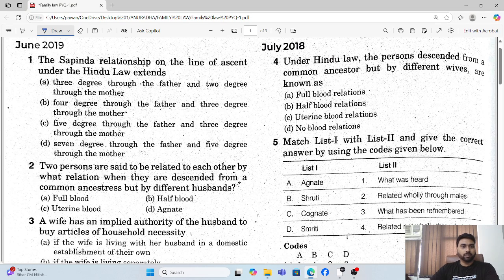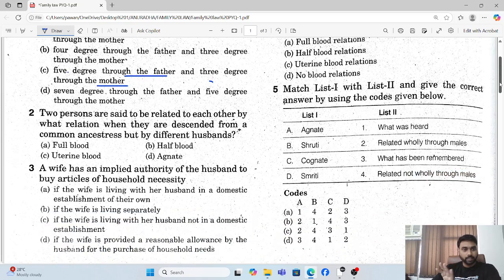So we start our first question, which is about the Sapinda relationship. The Sapinda relationship of the one line ascendant under Hindu law extends... So the answer is C, 5 degrees through the father and 3 degrees through the mother. If you talk about the Sapinda relationship, there are 5 degrees through the father and 3 degrees through the mother. Two persons are to be related to each other.